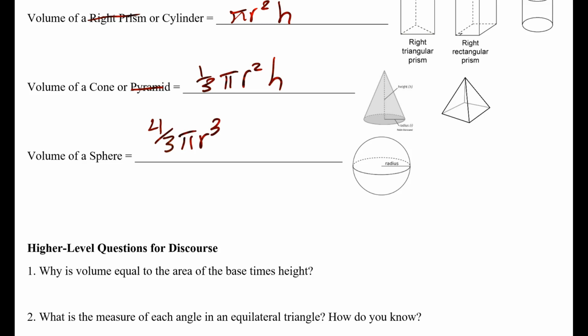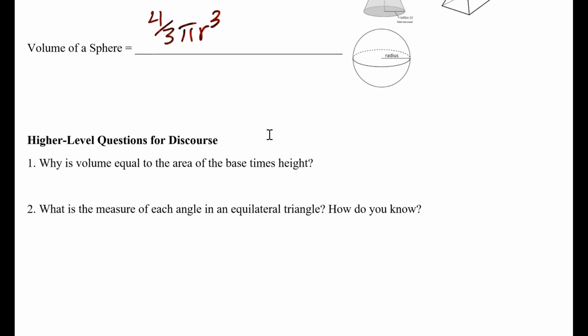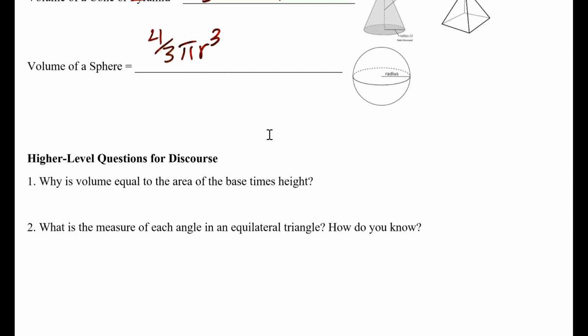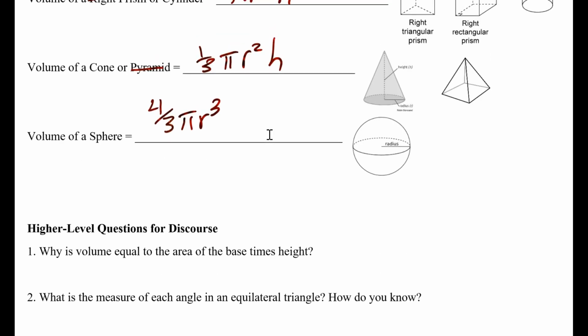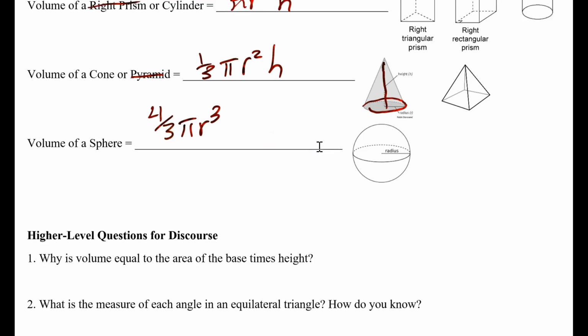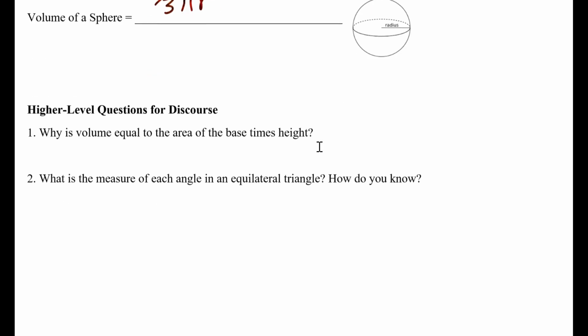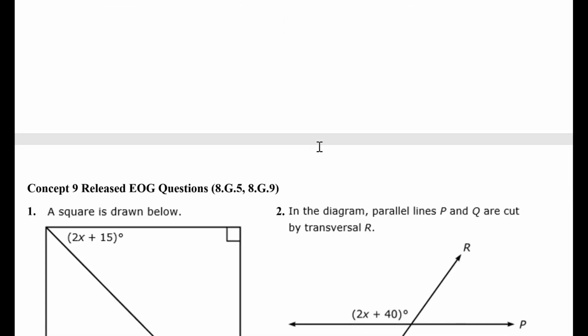We're going to skip the higher level questions, but it does ask why is volume equal to the area of the base times the height. Remember that the area of the base is a circle, and the height is just forming the cone. That's how you form the cone. So it's just this times this, and you have everything on the inside. And the same thing for a cylinder.